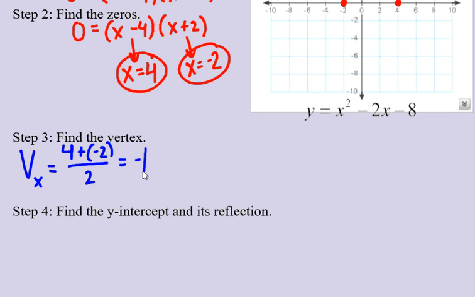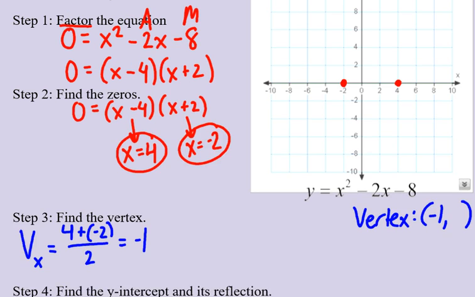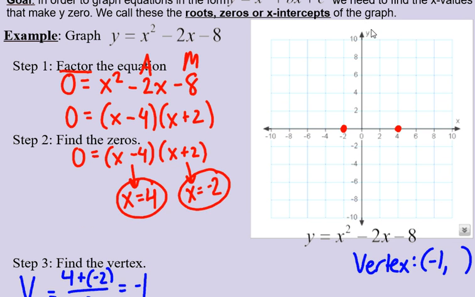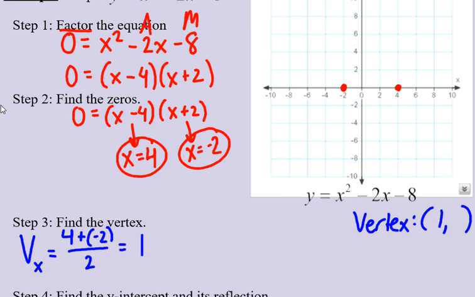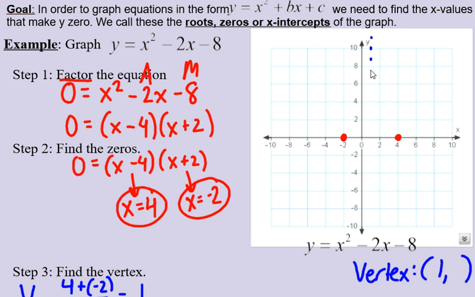I know the vertex's x-coordinate. If I were to write this out, the vertex's x-coordinate is -1 comma something. Oh, did I say -1? That shouldn't have been -1. That's my bad. 4 plus -2 is a positive 2. 2 divided by 2 is a 1. So it should be a positive 1. This is why you check. Right? Halfway between should be at positive 1.